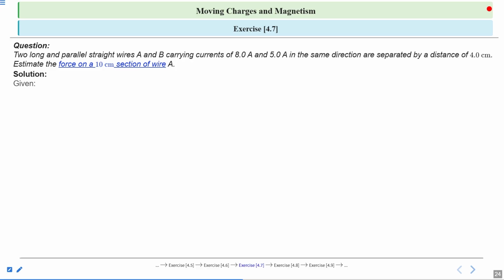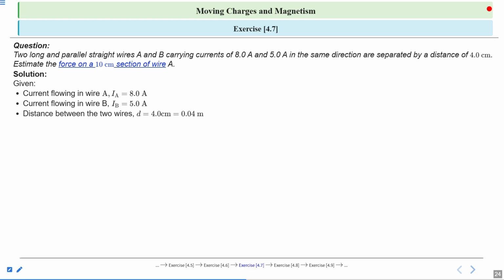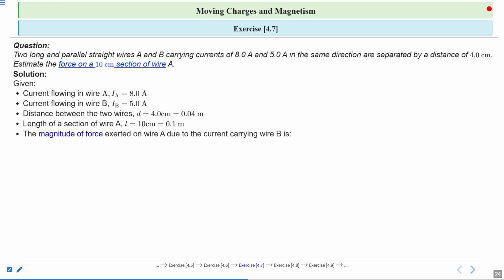So let's see the solution. What are the given things? First one is current flowing in wire A, which is IA, given 8 ampere. Current flowing in wire B, IB, is equal to 5 ampere. Distance between the two wires D is equal to 4 centimeter, which is equal to 0.04 meter. Length of the section of the wire A, for which we have to find the force, is 10 centimeter, equal to 0.1 meter.